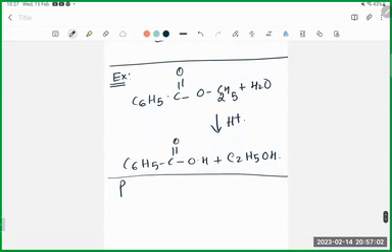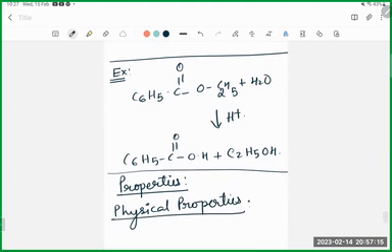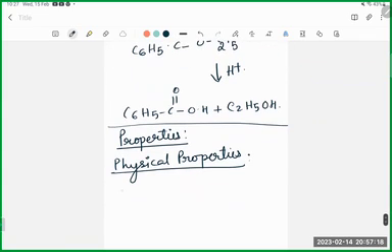Come to properties now. In this, we'll start with the physical properties. Let me introduce the most important property of carboxylic acid. Carboxylic acid will have higher boiling points, right? Higher boiling points than any other functional group. This is the highest among all, we can say, in hydrocarbons. So why does it have a higher boiling point? Let me tell you the reason behind it.